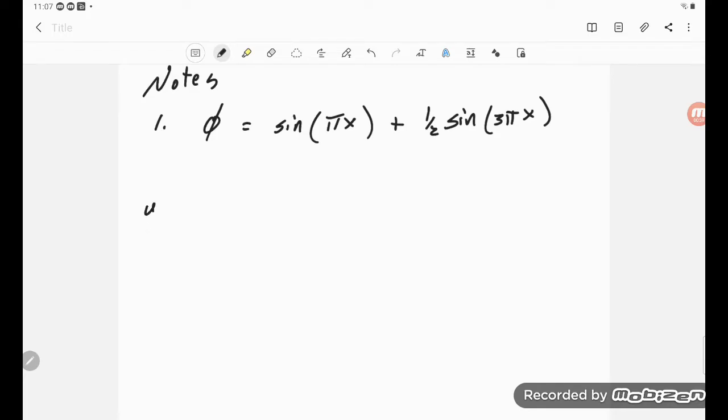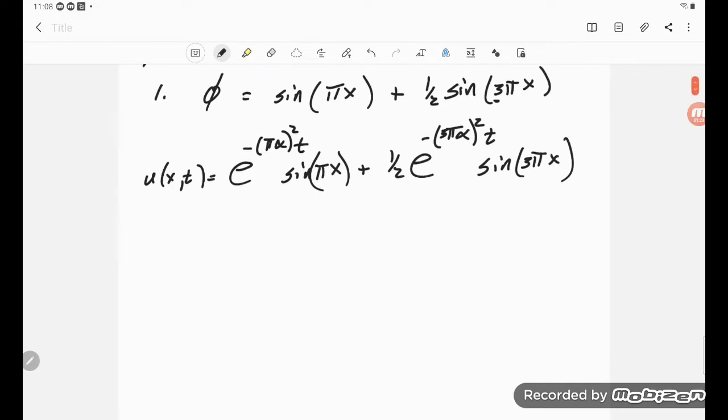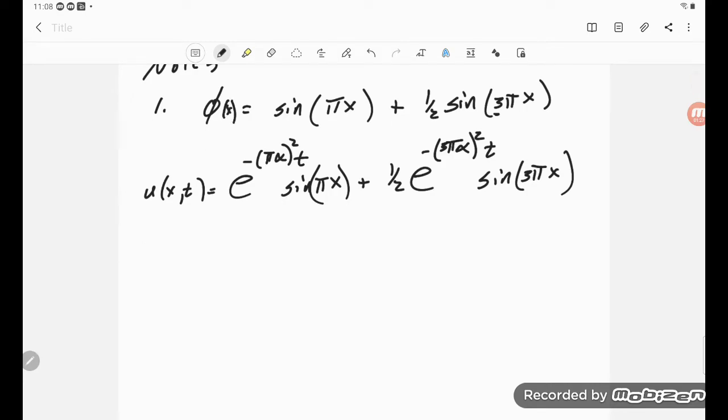The solution is simply that u of x and t is equal to e to the minus pi alpha squared t, so there's the 1, and then sine of pi x. And then plus 1 half, so our coefficient there, and then e to the minus, and this is 3, so 3 pi alpha squared t, sine of 3 pi x. So that's our solution if this is phi of x here. Okay, it is that simple.